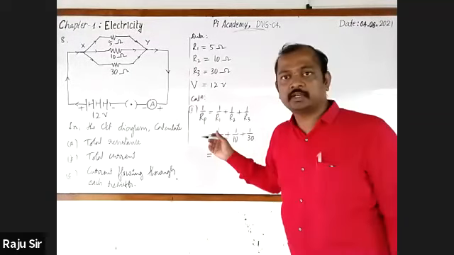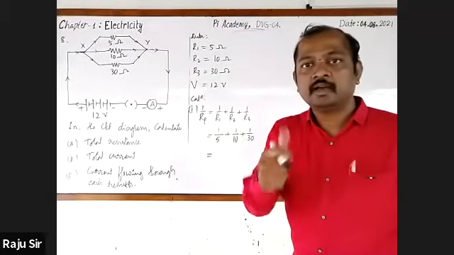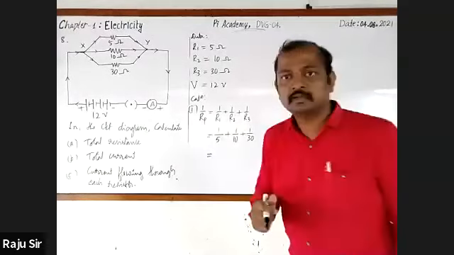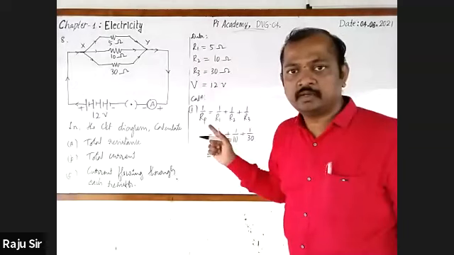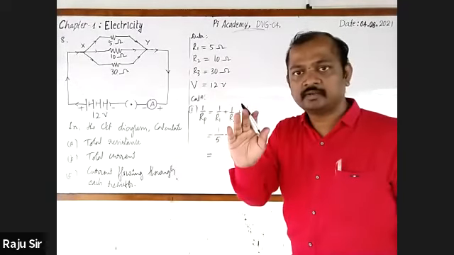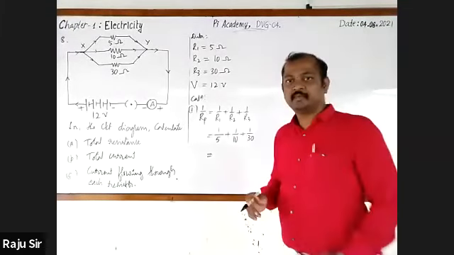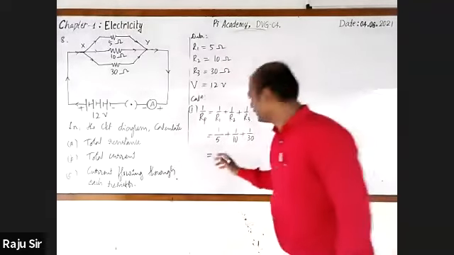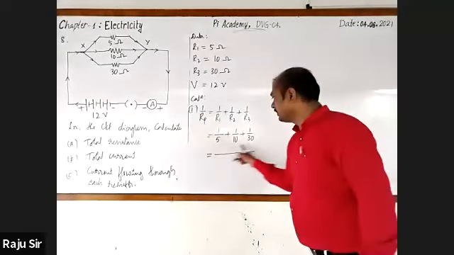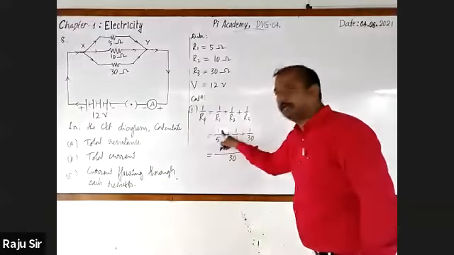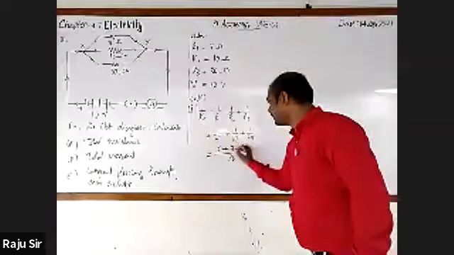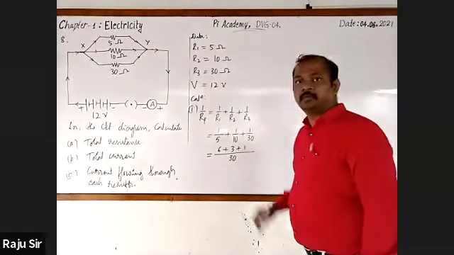Hope that you are calculating. Whether your calculation is over or still going on? Just observe. Take LCM. LCM of these 3 numbers will be 30. Here, multiply 30 with the first term. 5 sixes are 30, so 6 up. Second term, 3 up. 1, 30, 1 is up. It will be 10 by 30.